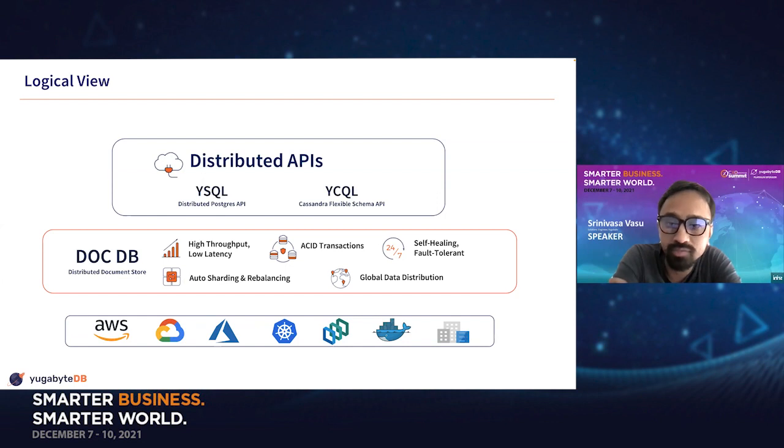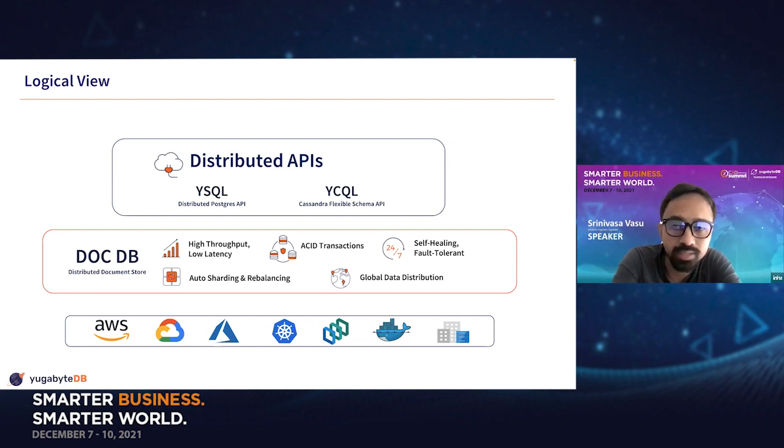The reason to have these two APIs is to address different sets of use cases. We don't want to bombard enterprises with different flavors of databases per se, right? So have a single database system which would essentially address most of your discrete use cases, right?